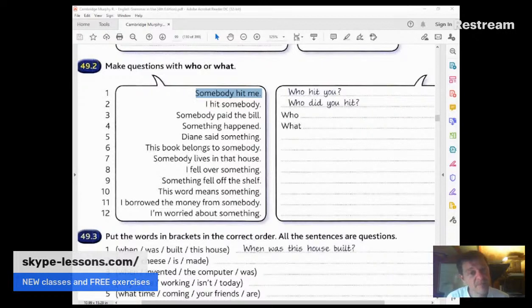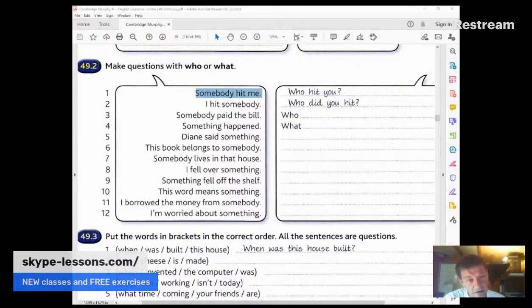I fell over something. Something is the object. So what did you fall over? Yeah, or what did I fall over if you want to keep it as "I," but it will always have an auxiliary here because we're asking about the object and not about the subject. So what did you fall over?